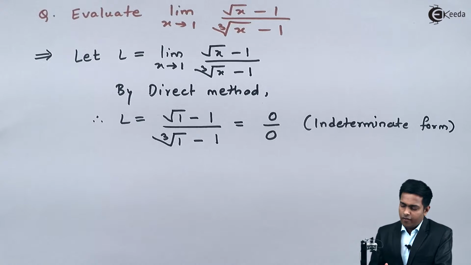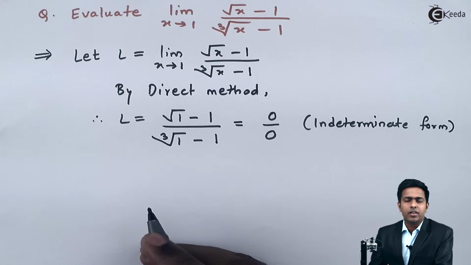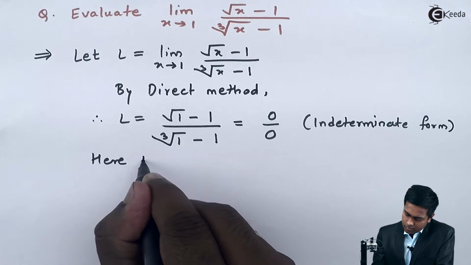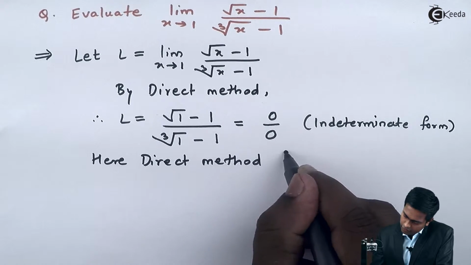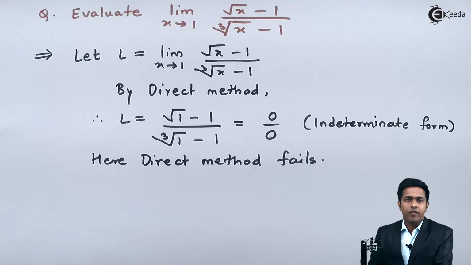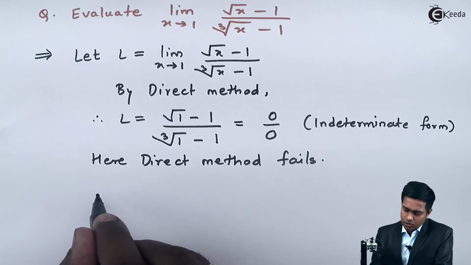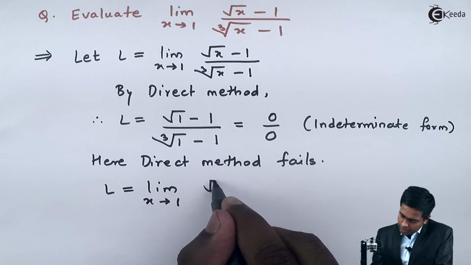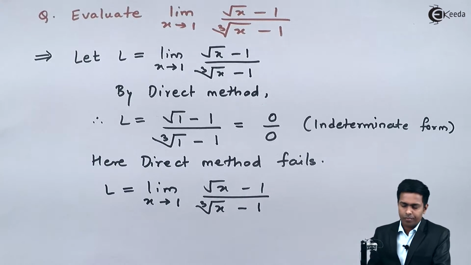So in limits, whenever we get 0 upon 0 or indeterminate form by the direct method, we say the direct method fails. So here the direct method fails, and now to evaluate this limit we have to use some other method. So let's observe the given term again. I am rewriting the term. So L is limit x tends to 1 root x minus 1 upon cube root of x minus 1.